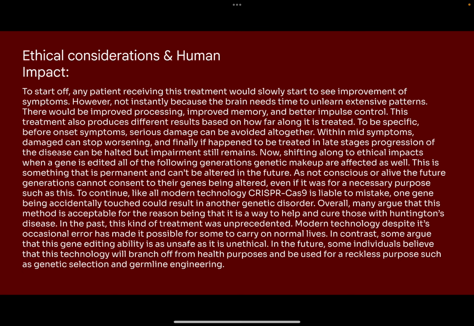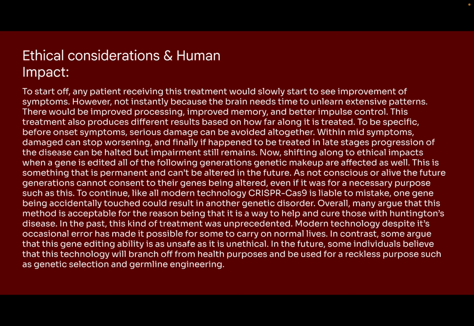Ethical considerations and human impact. To start off, any patient receiving this treatment would slowly start to see improvement of symptoms. Not instantly, however, because the brain needs time to unlearn extensive patterns. There would be improved processing, improved memory, and better impulse control. This treatment also produces different results based on how far along it is treated. Before onset of symptoms, serious damage can be avoided altogether. With mid-symptoms, damage can stop worsening, and finally, if it happens to be treated in late stages, progression of this disease can be halted, but impairments still remain.